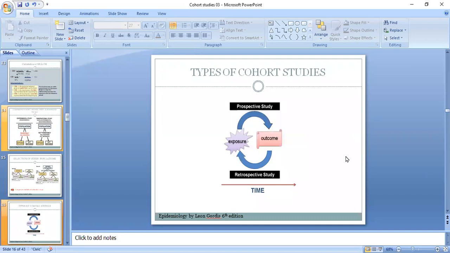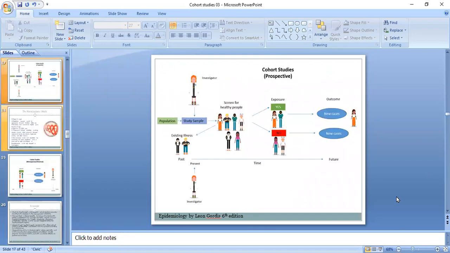There are two types of cohort studies: the prospective cohort study and the retrospective cohort study. Now, what is a prospective cohort study? A prospective cohort study starts when the investigator selects a population and screens for healthy people and finds out who are exposed to certain risk factors or not, and then follows up over time to find out whether the outcome of interest has developed in the exposed or unexposed group. It moves in a forward direction.